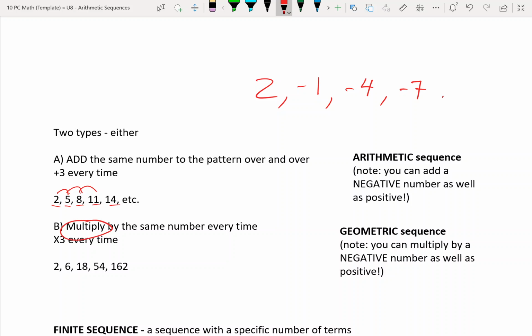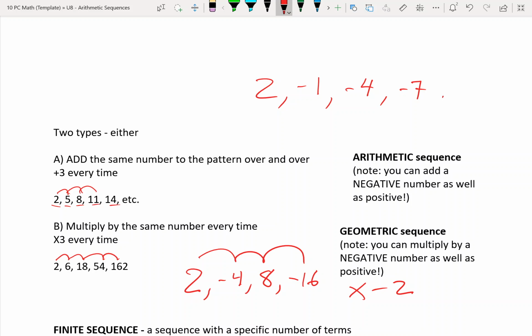The other type is multiplying every time. So let's say we started with 2 and we do times 3, then times 3, then times 3, then times 3. That would be a geometric sequence. We're not really going to do these this year because they're super complicated. You are going to do it next year. You need to be aware that they exist and be able to work with them a little bit. You can also, again, do negatives. So let's say our geometric sequence was times -2. So we start with 2, the next number would be -4. Then the next number would be +8. Then the next number would be -16, etc. Because they're multiplying by -2 every single time.